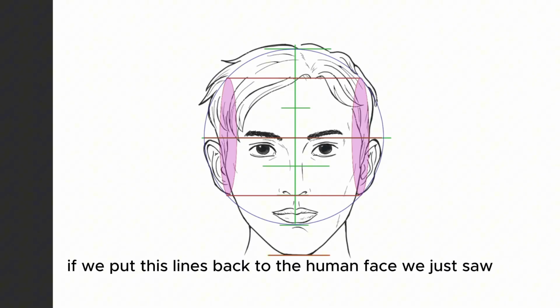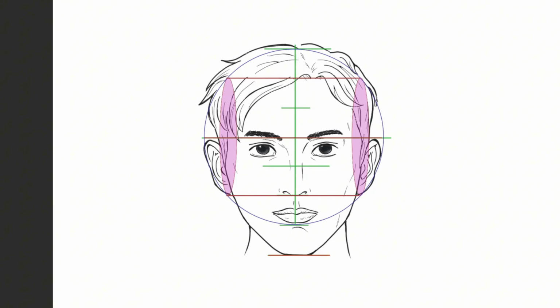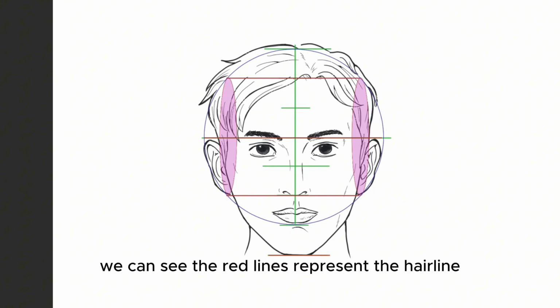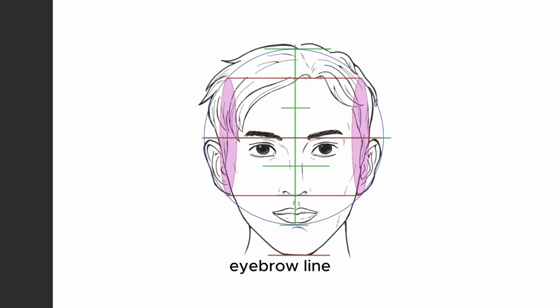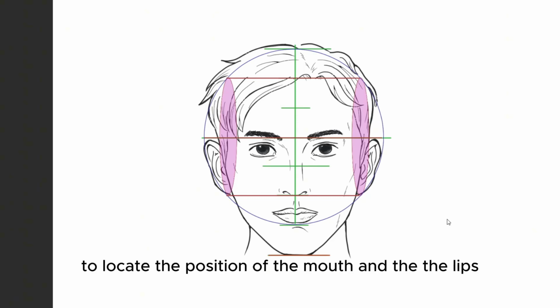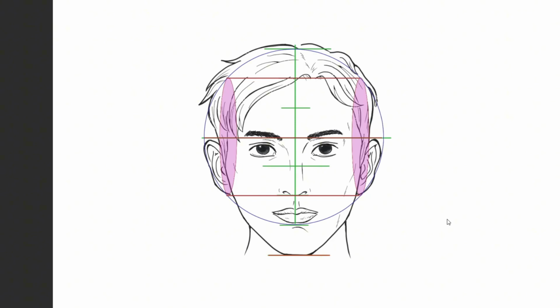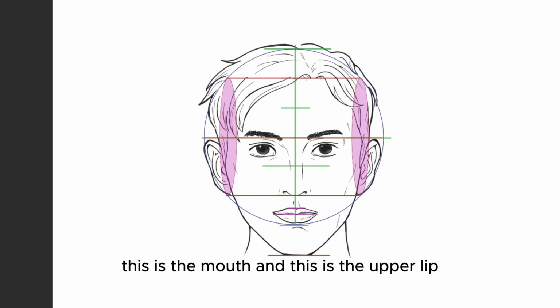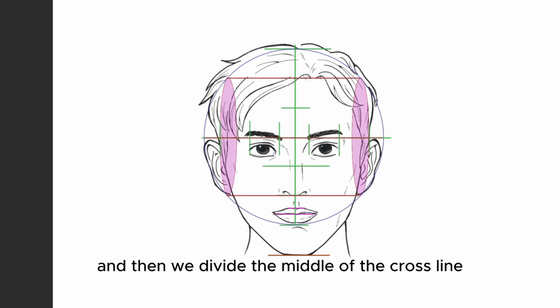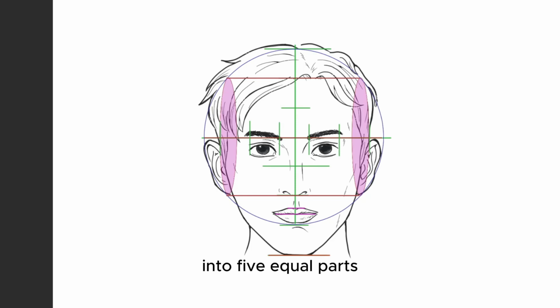If we put these lines back to the human face we just saw, we can say the red lines represent the hairline, eyebrow line, the line of the nose base, and the bottom of the chin respectively. The second last 1/3 line represents the bottom of the lower lip. Accordingly, we can continue to apply the 1/3 rules I talked about before to locate the position of the mouth and the lips. This is the mouth, and this is the upper lip. And then we divide the middle of the cross line into 5 equal parts in order to get the position of the eyes.